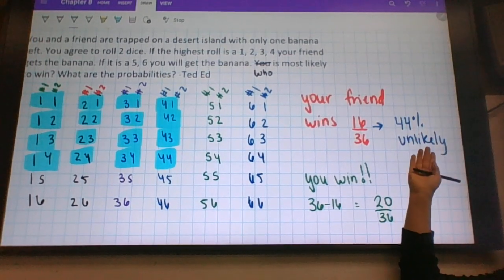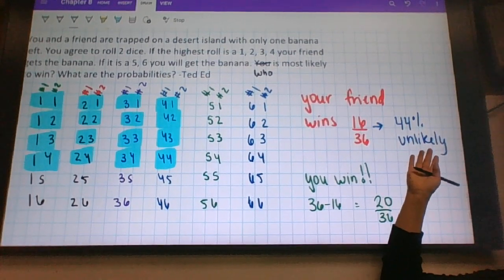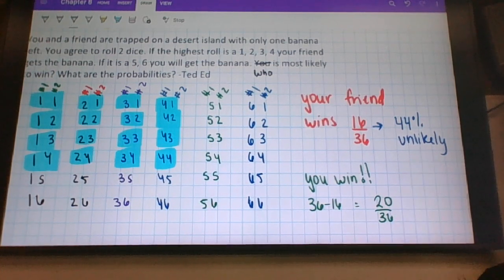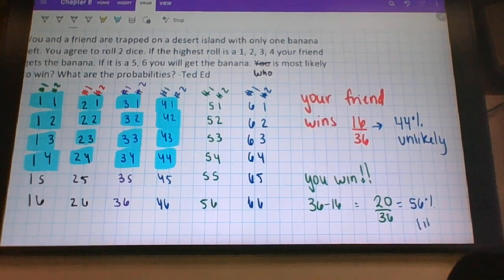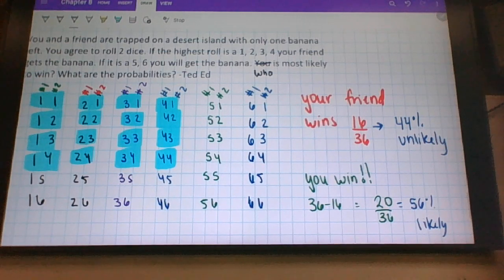We talked yesterday, anything under 50 is described to be unlikely. This one is approximately a 56%. That is more likely to happen. I mean, not that much more likely. Looks like you're about 10% more likely to win.